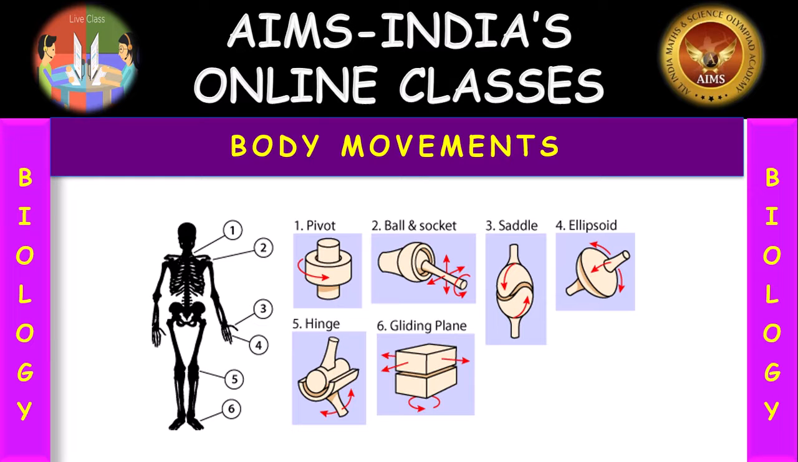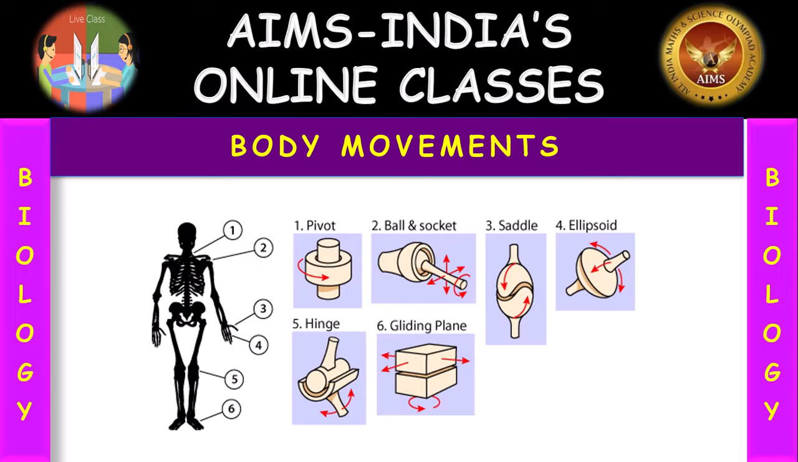Okay, hinge joint. A hinge joint is a type of synovial joint which allows movement in one direction only. It is present in the elbow and knee, and between the phalanges of digits. Pivot joint. A pivot joint is a synovial joint in which one of the two bones is fixed and the other rotates over it. Example, the head joint and the joint between the radius and ulna.